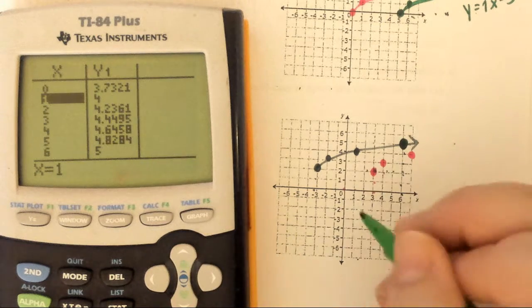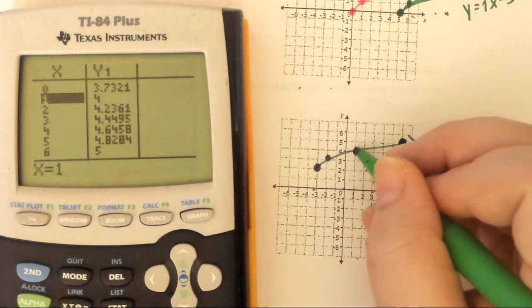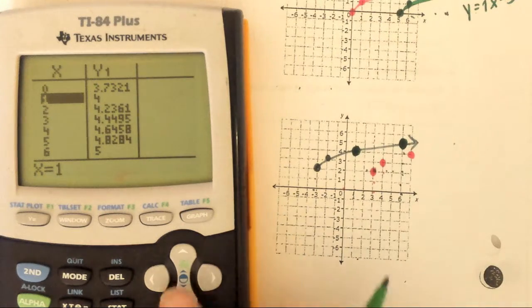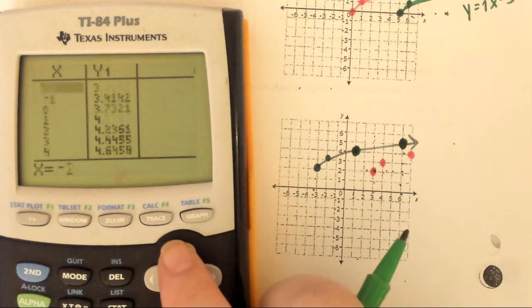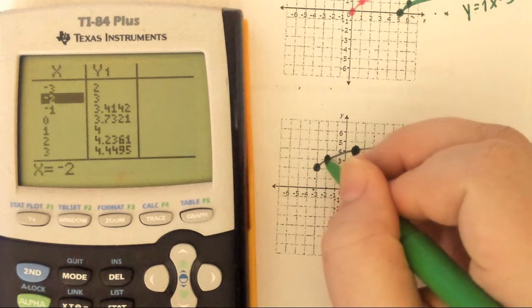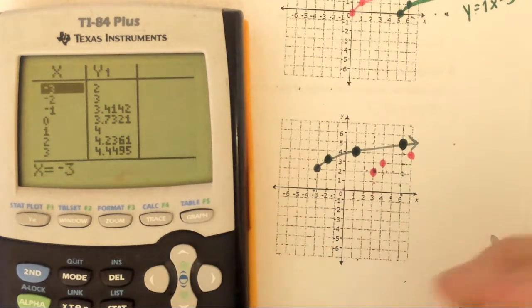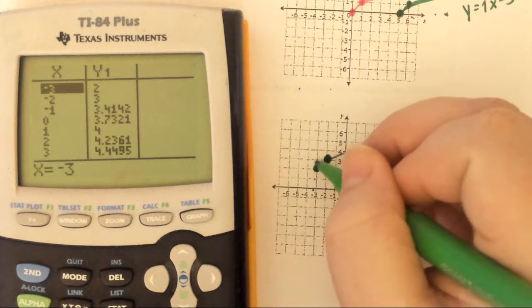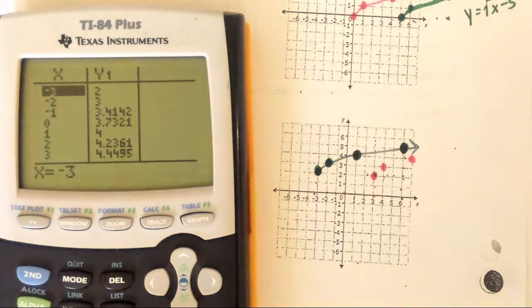1, 4. 1, 1, 2, 3, 4. Hey, we already had that point too. I wonder why. Oh, it says negative 2, 3. Oh, we had that one as well. And then negative 3, 2. Yay.